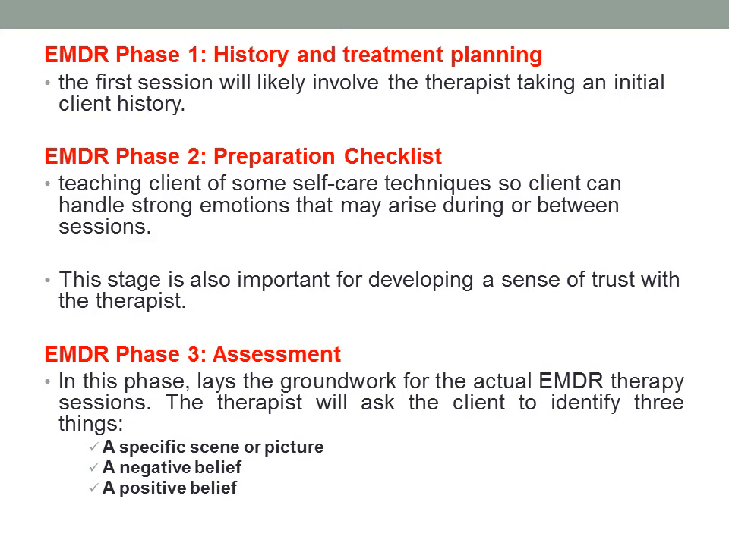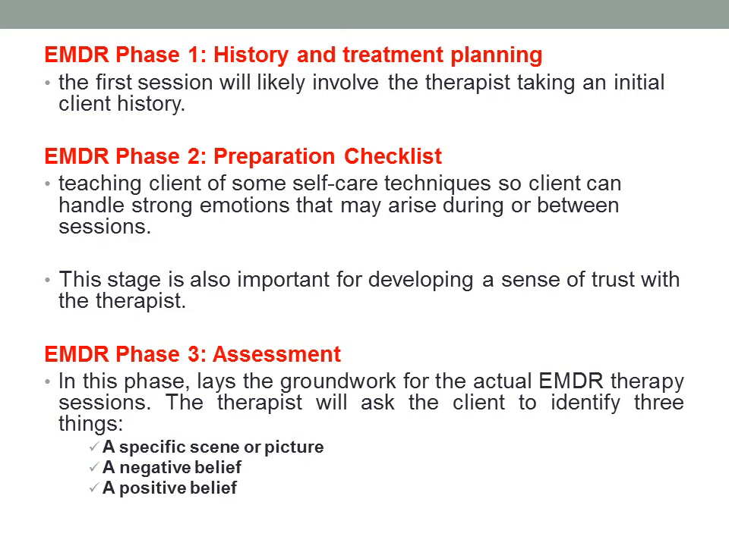Once the visual image and negative and positive beliefs have been identified, the client will be asked to rate how strongly the client feels the positive thought to be true by using the Validity of Cognition, VOC, scale of 1 to 7, where 1 is completely false and 7 is completely true.